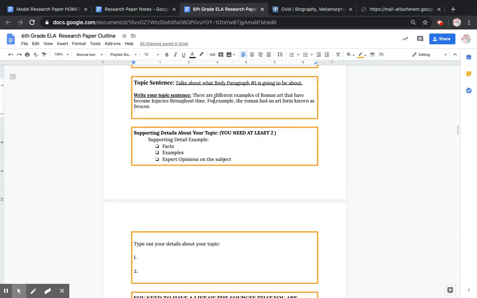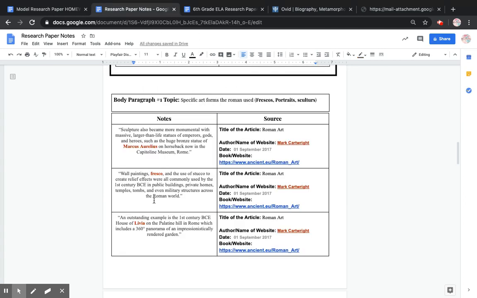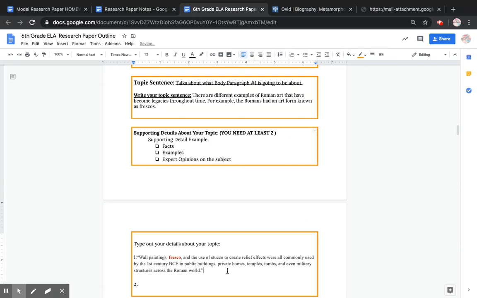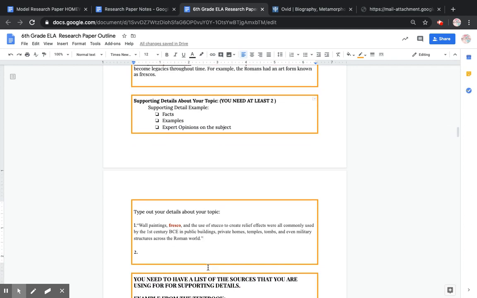So what I'm going to do, so I want to mention frescoes first. So for example, the Romans had an art form known as fresco. So I should probably let my reader know what frescoes are. So I would use this quote from my notes. So this would be the first one. So for example, the Romans had an art form known as fresco. Wall painting frescoes are the use of stucco to create relief effects that were commonly used by the 1st century BC in public buildings, private homes, temples, tombs, and even military structures across the Roman world.